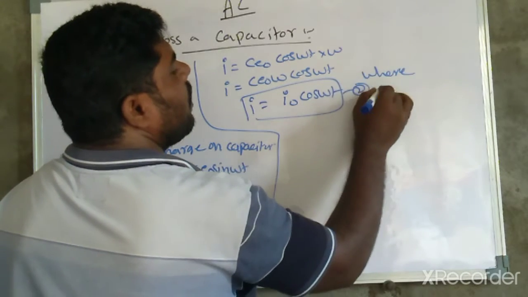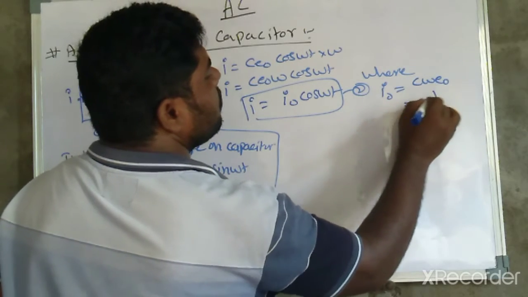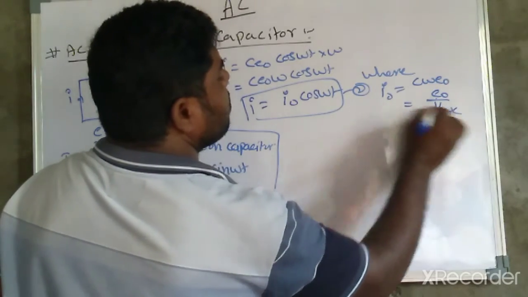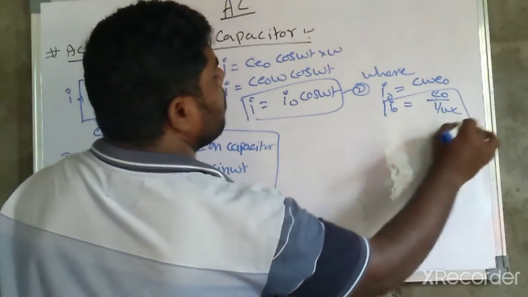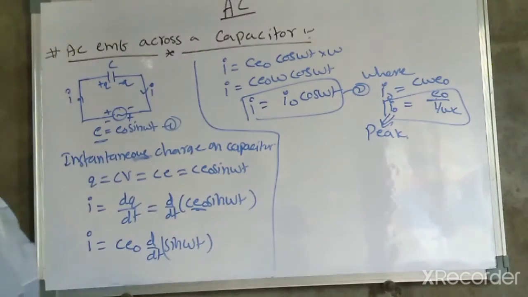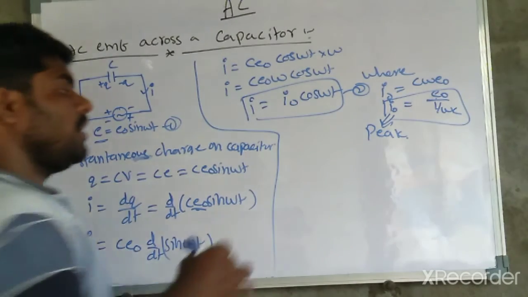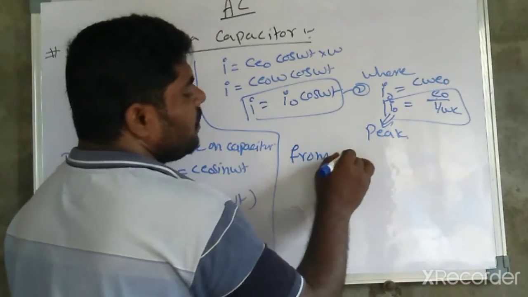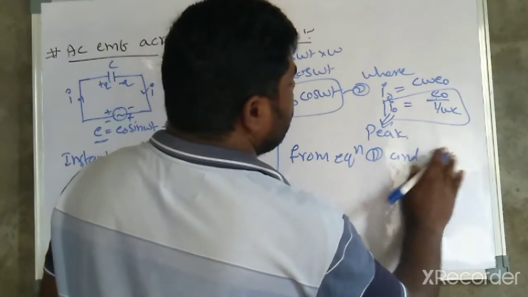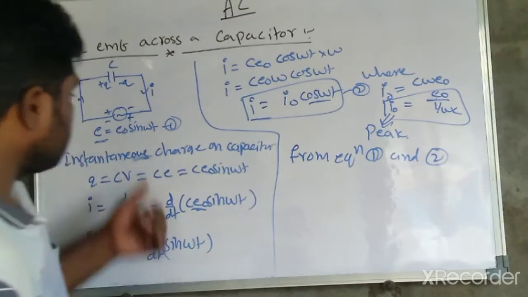Where I naught is equal to C into omega into E naught, that is E naught divided by 1 by omega C. This I naught we call the peak current. From equation 1 and equation 2, this one is a cos function and this is a sine function.